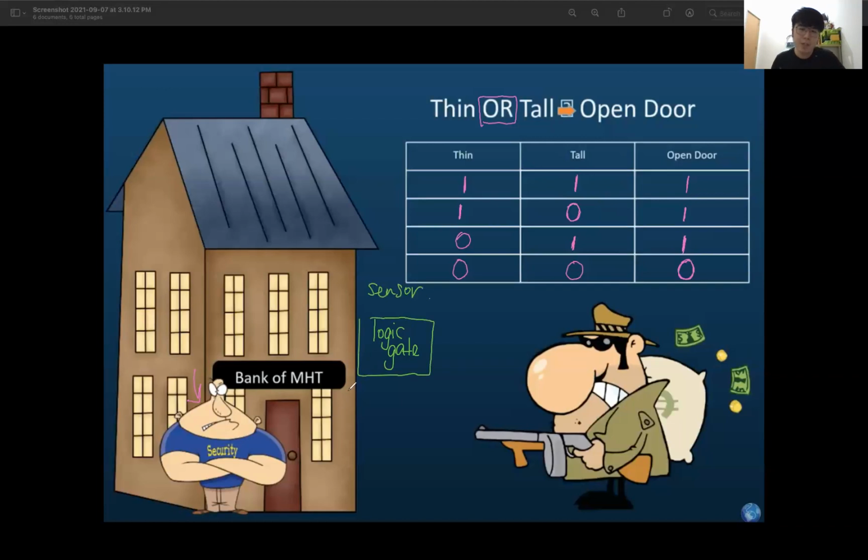Now the manager puts 2 sensors here. Now the security is gone already. He got sacked. Now we have 2 sensors. First, he put a sensor at the door here.